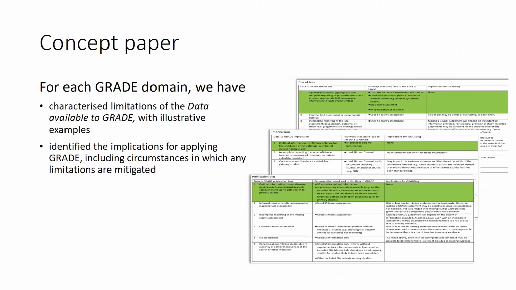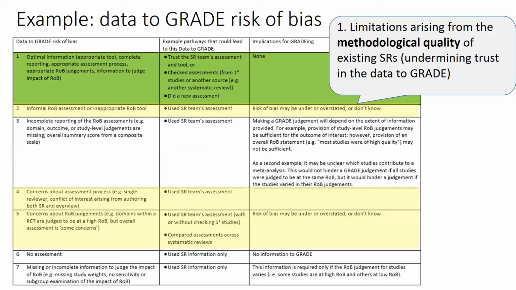So what we've done in our concept paper is for each GRADE domain, we've characterised the limitations of the data available to GRADE with illustrative examples, and we've identified the implications for applying GRADE, including circumstances in which those limitations might be mitigated. The work we've done is being presented at the moment in a series of tables like this, and I'll just give you a couple of very quick examples.